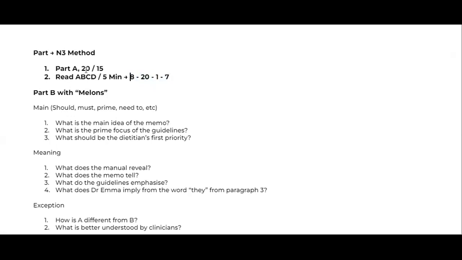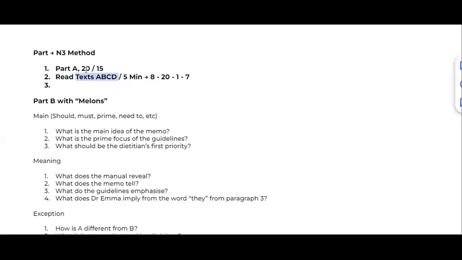But for some people, it may not be the best way, so you have to check which is the best way for you. But most importantly, read texts A, B, C, D in 5 minutes, proceed to questions 8 to 20, and then go to the first ones. Now, there is something more you have to do while reading the text. Within the 5 minutes, you have to underline all the nouns plus numbers. Please note this, it's very important. I am talking about part A reading.